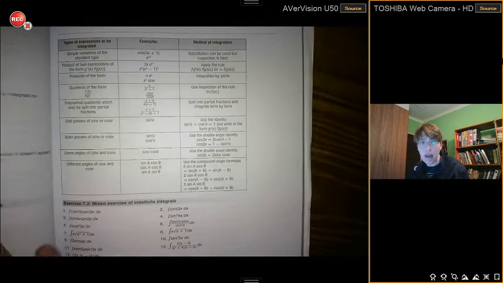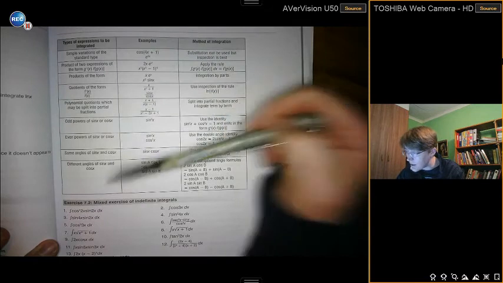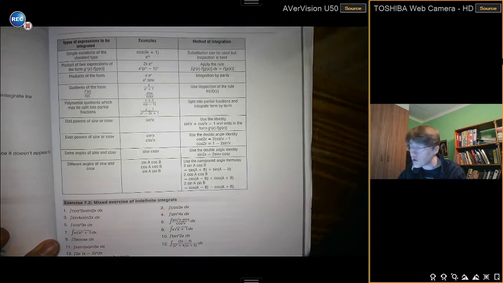Okay, so if you go to the textbook on page 91, you'll see it gives you a table over here, and in that table it tells you the types of expressions that need to be integrated, examples of them, and the method of integration. So we're going to try and do one of each of these ones.